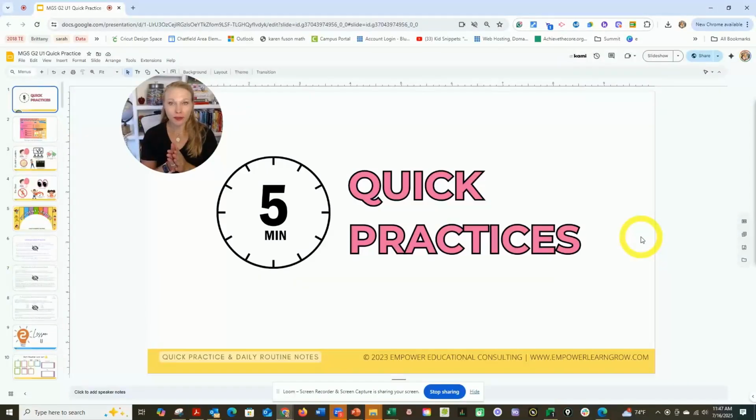Let's talk quick practice for second grade unit 1. So you have some options in this unit as to how you follow through with the quick practices. Remember, quick practices are only for 5 minutes and they should be student led. Second grade is somewhat of an exception to this rule in terms of the student leader part, because this particular unit is all about rehearsing for fact fluency.